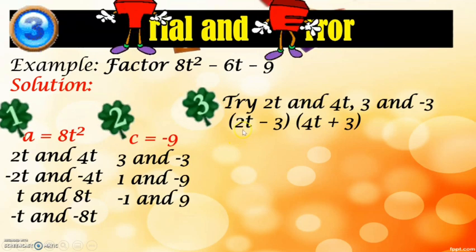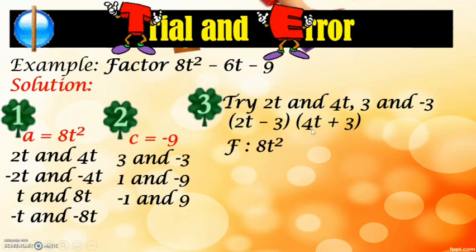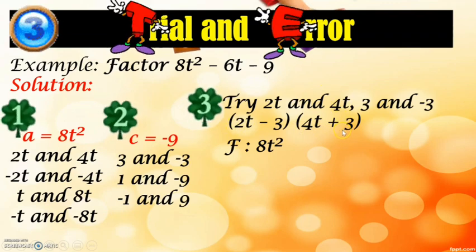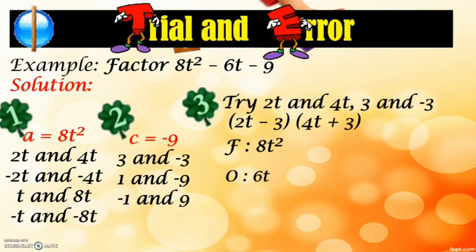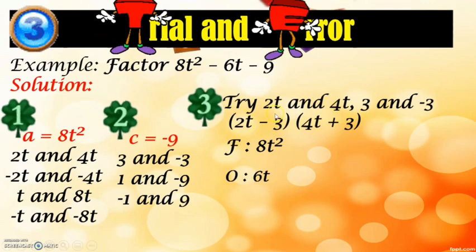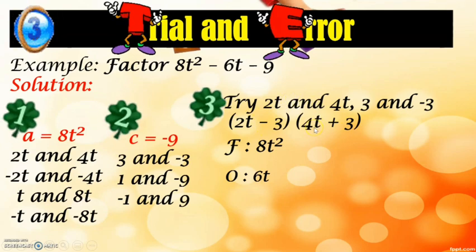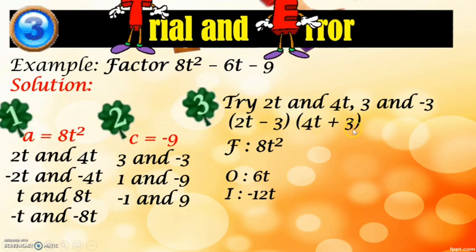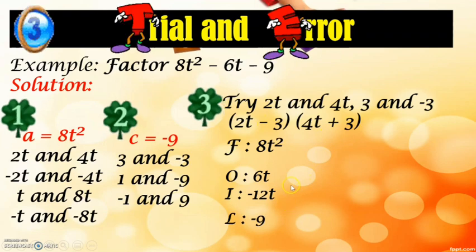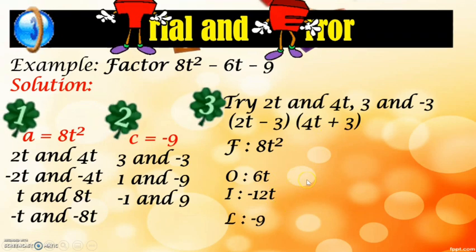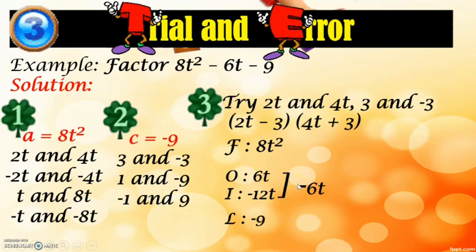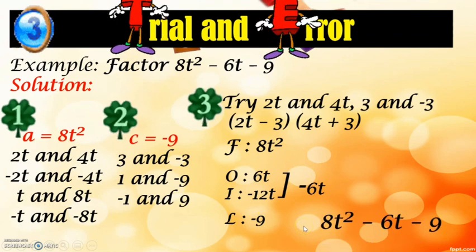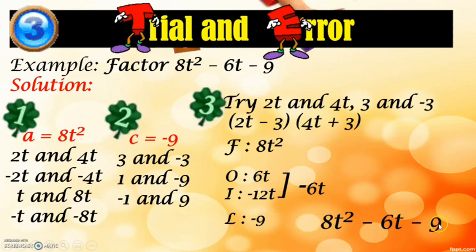So first terms, 2t multiplied by 4t is 8t squared. Outer terms, 2t multiplied by positive 3 is positive 6t. Negative 3 multiplied by 4t is negative 12t for the inner term. And last terms, negative 3 times 3 is equal to negative 9. So we combine like terms. 6t plus negative 12t is equal to negative 6t. So we combine now the three terms and we have 8t squared minus 6t minus 9.